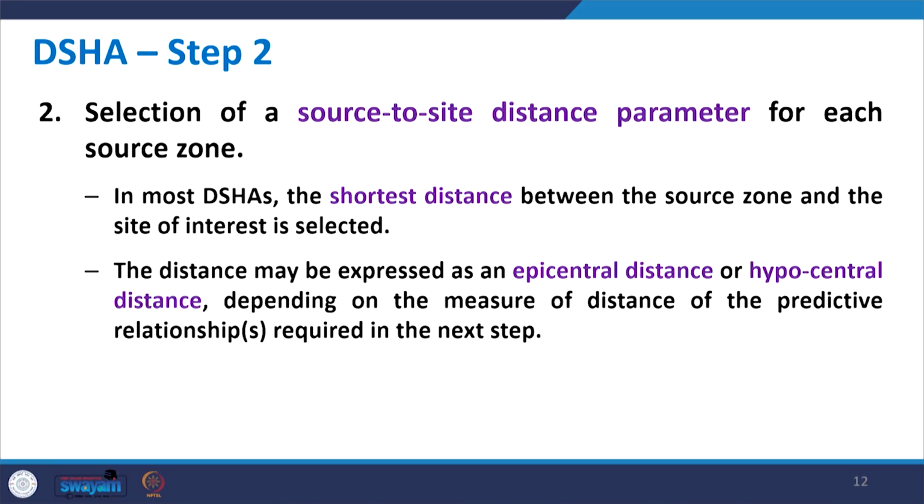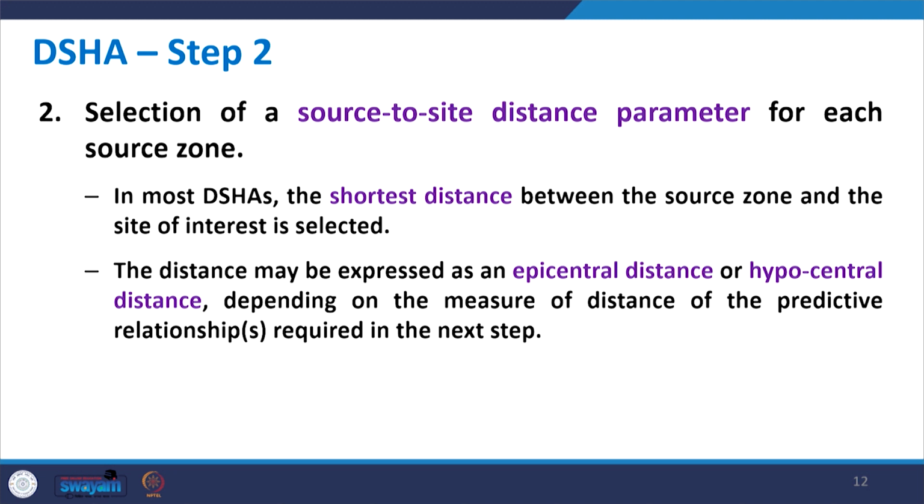Then the second step, once you have decided about characterization of the source, is the selection of how far the source is. So, the source to site distance parameter is also important. Suppose an earthquake is of high magnitude, but it is far away. It may not cause any issue for us. And if it is near, even a small earthquake may be important. So, in most DSHA, the shortest distance between the source and the site of interest is selected.